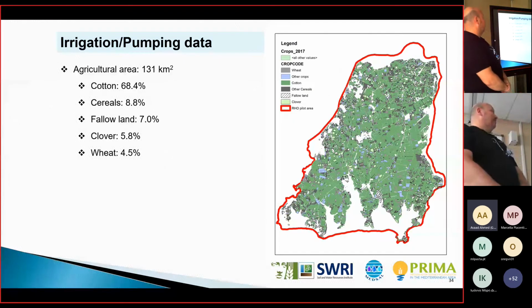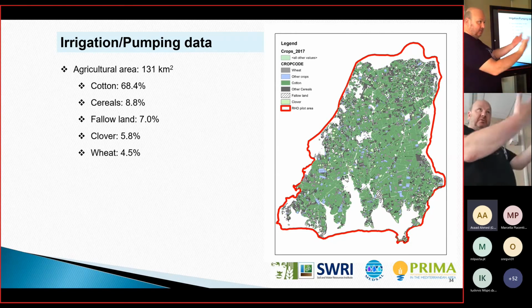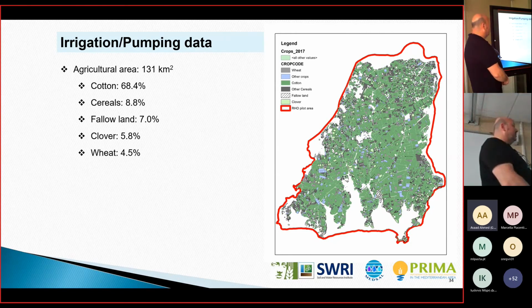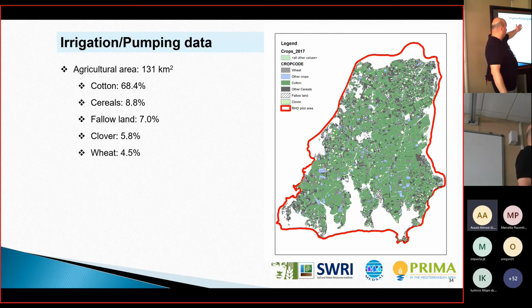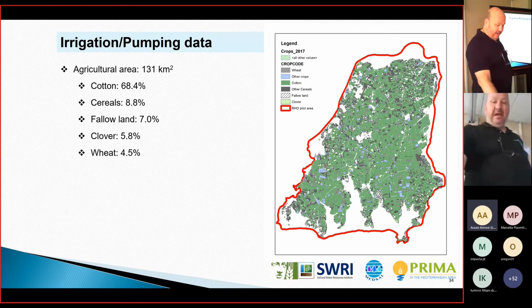Another very important parameter is to estimate the irrigation requirements, the irrigation demands, because it is a parameter for the groundwater model to pump water from the aquifer to give it to the crops. So here in the Rhodope aquifer, we use this kind of data. We have the agricultural area, which kinds of crops we have in this area, and how these crops are distributed in the model area.